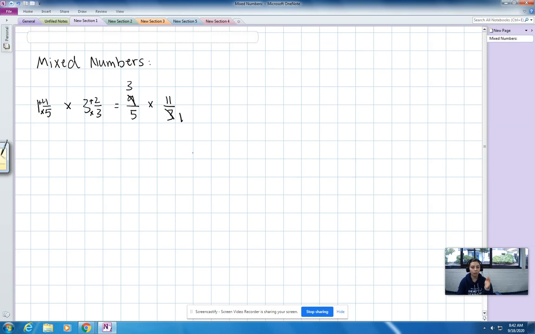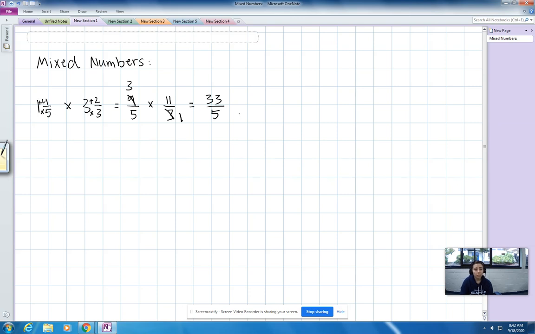So then we move along and look at our regular vertical fractions. And again, I don't see anything that can be simplified. So that means we are ready to multiply. Across the top, across the bottom. 3 times 11 is 33. 5 times 1 is 5.